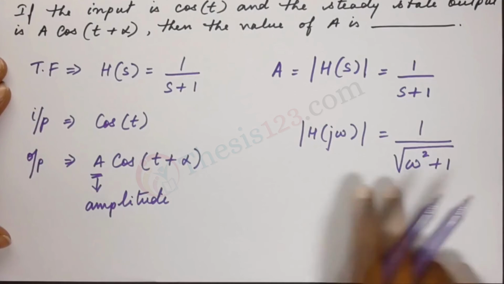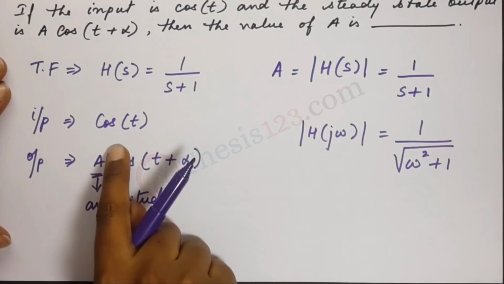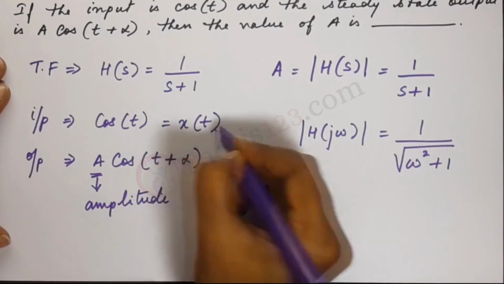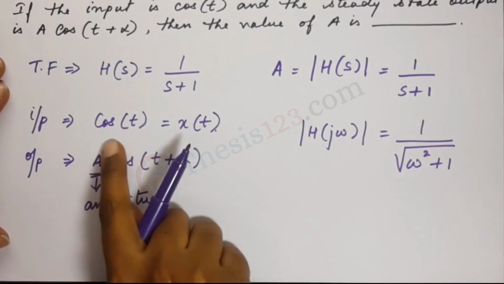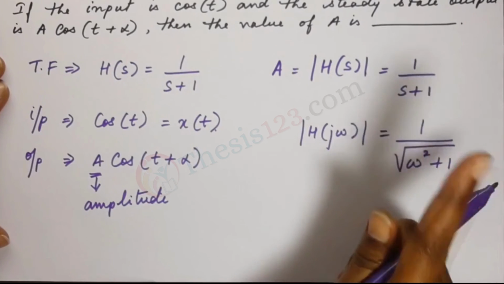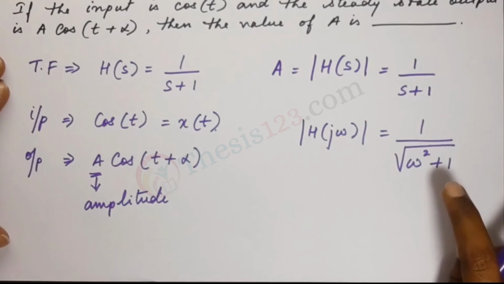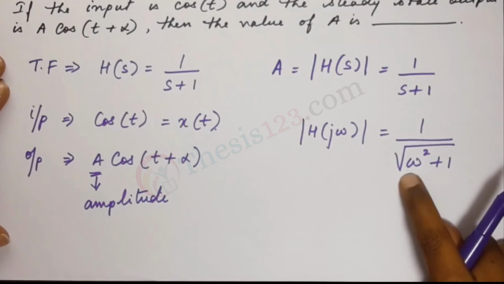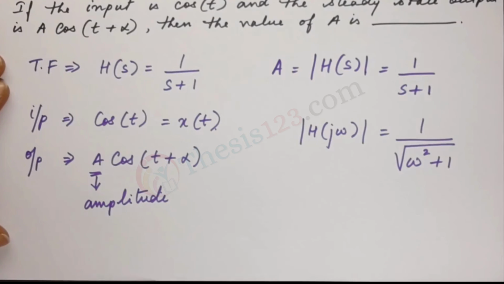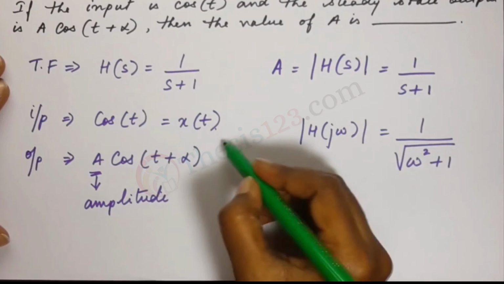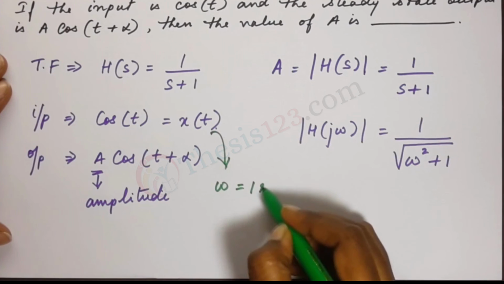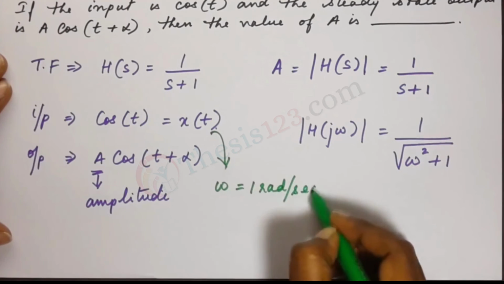Now this is because the input is given as cos t. So if the input is cos t, that means this is x of t. So if x of t is cos t, omega is 1 radian per second. So we have to substitute the value of omega here in order to get the value of A. So now from here we see that omega is equal to 1 radian per second.